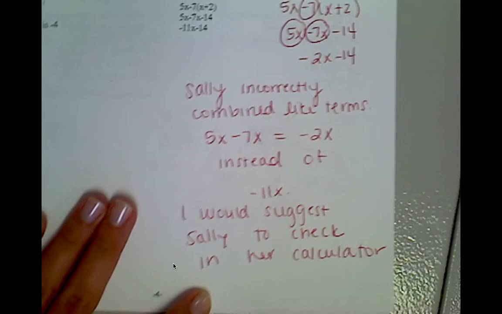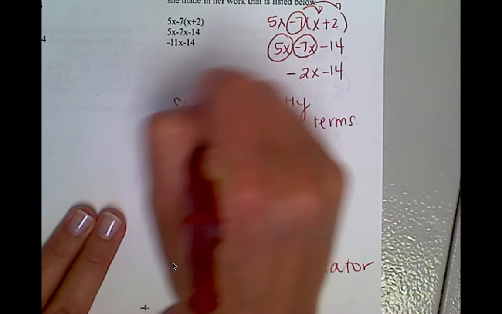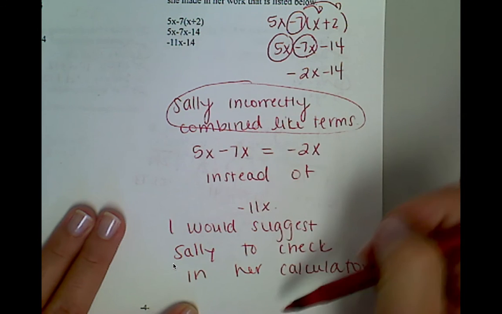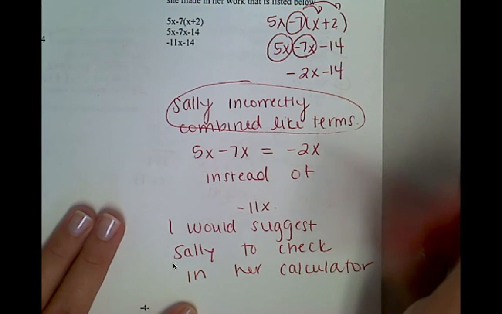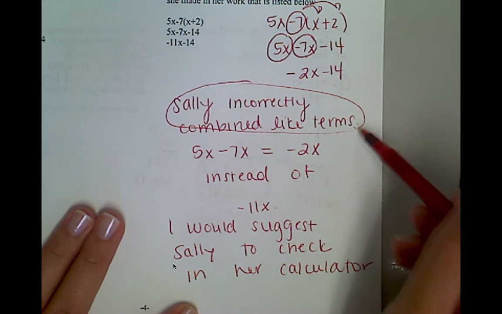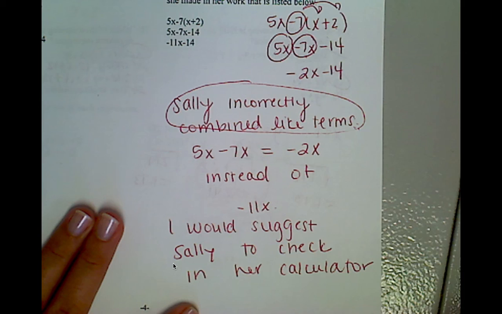Okay, really, all I really care about is that you state this first part, Sally incorrectly combined like terms. The rest is just more beneficial, which when I look at the rubric, it's going to give you the most points. But at the end of the day, this is the most important thing you should write. Sally incorrectly combined like terms.